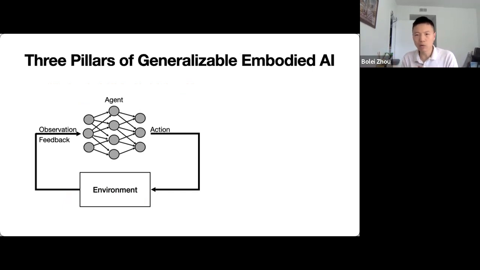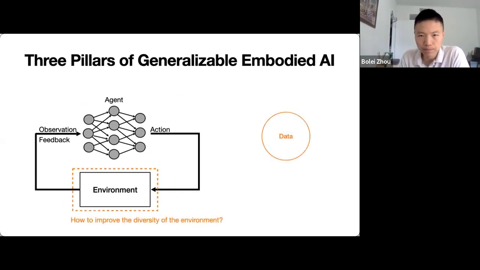In this talk, I will summarize our work into three pillars on how we can improve the generalization of embodied AI. The first pillar I will talk about is on the data side, so it's on the environment side. I think it's very important to build a diverse environment. Then we also want to improve the diversity of the environment.